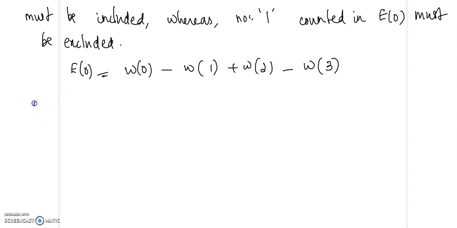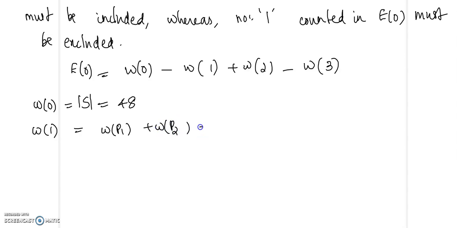So omega of 0 will be equal to the cardinality of S. So the cardinality of S is equal to 48. Now omega of 1 is omega of P1 plus omega of P2 plus omega of P3.